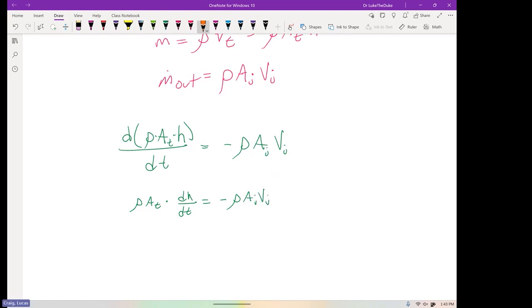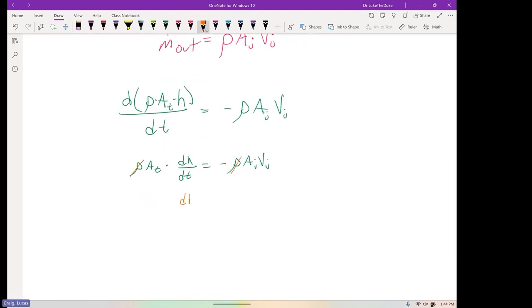Anybody know why we could take out rho and A_T in the parenthesis? It's part of the derivative, but why can't we take it out? Do they ever tell you that, and do you ever do anything like this in calculus? We're assuming it's constant. So the density of the water is constant. The area of the tank is constant. All right, well, the densities cancel.